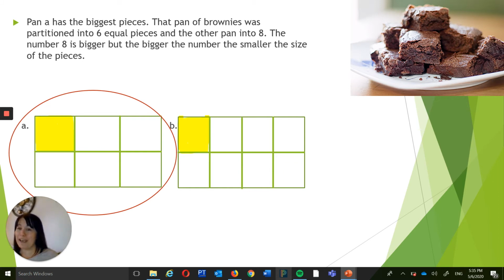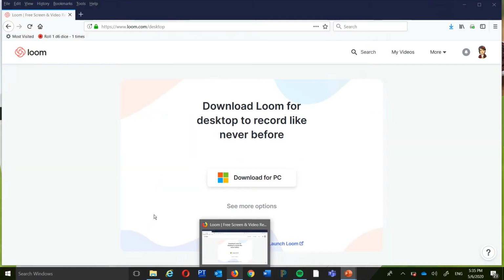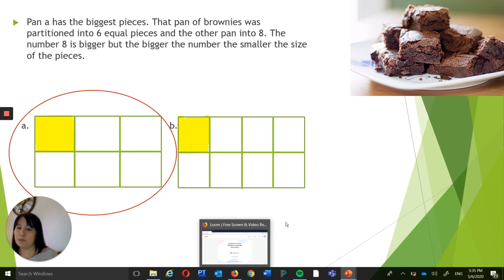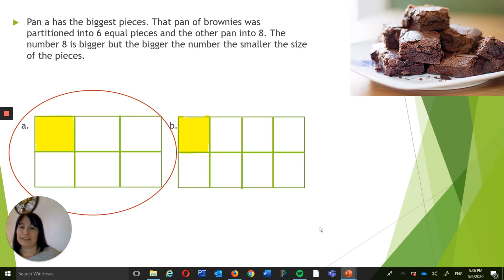Did you say pan A? I agree with you because you can just see that A is much bigger. Sorry guys, A is much bigger than B. And that's because when you cut something into pieces, the more pieces you cut it into, the smaller the pieces are going to be.